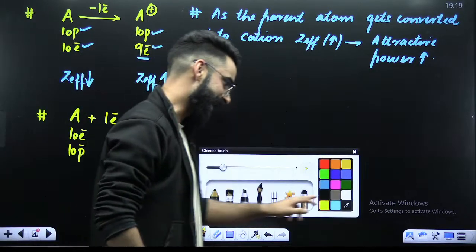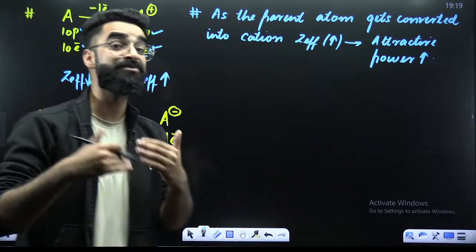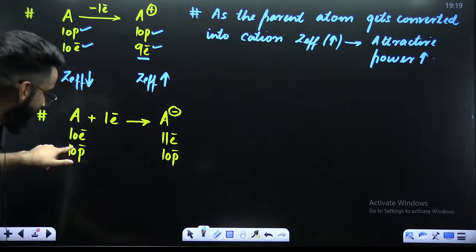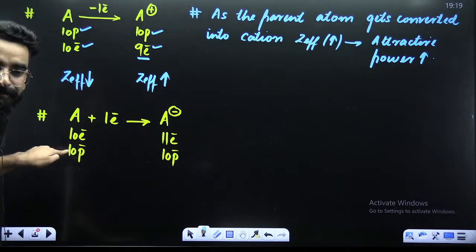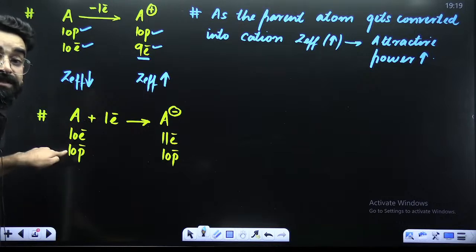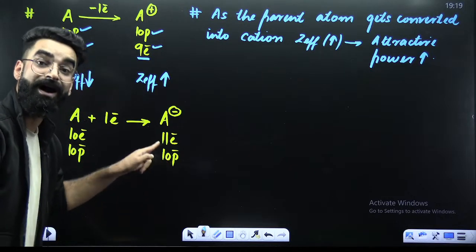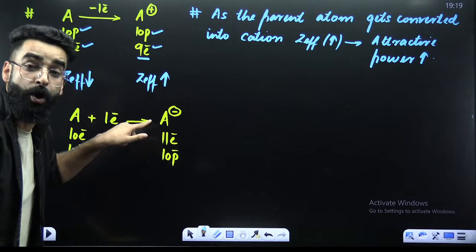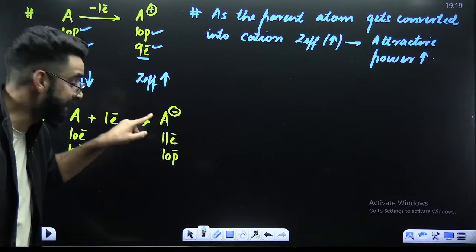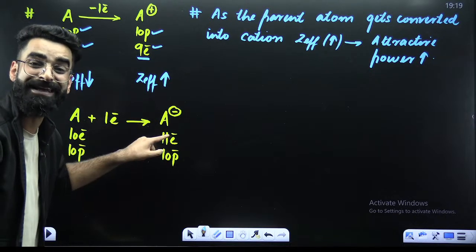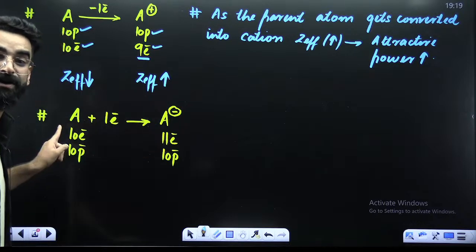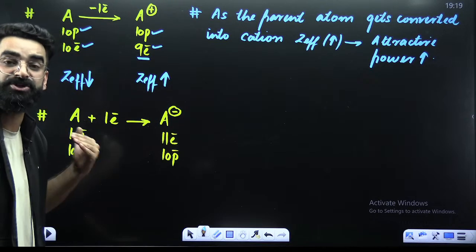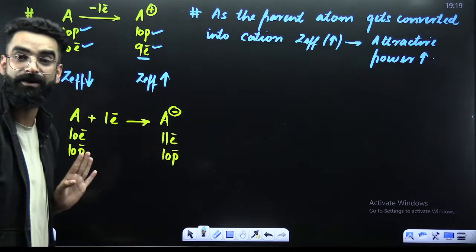Now, my dear students, I think you already got to know what I'm trying to convey. 10 protons were holding 10 electrons. The same 10 protons are holding 11 electrons now. So I would say the electron in A negative will be experiencing less force of attraction as compared to the electron of this A over here.